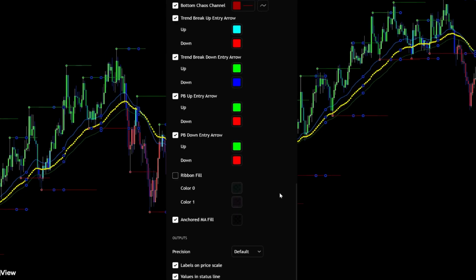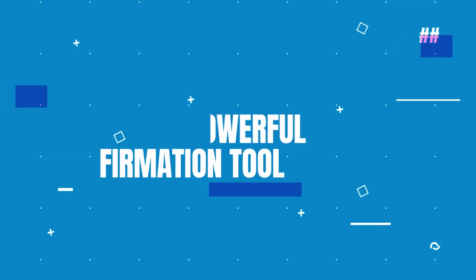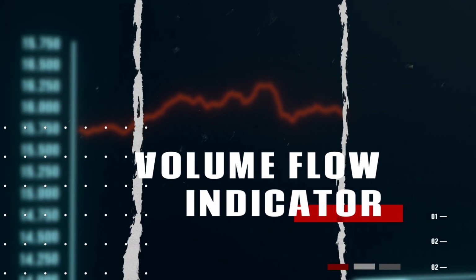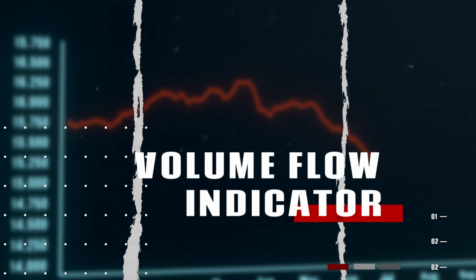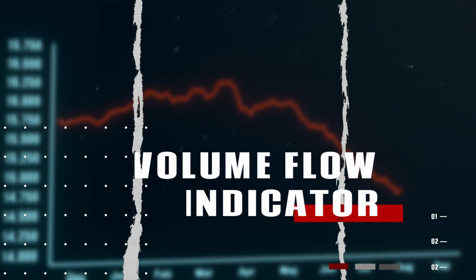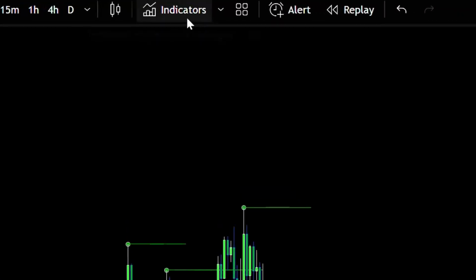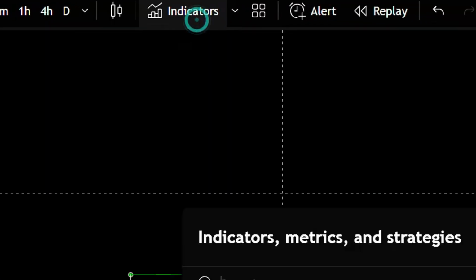Okay, so we've got our pullback tool all set up, and now we're adding another piece of this powerful strategy, the volume flow indicator. This is what's going to help us confirm our trades and make sure we're getting in at the right time. Think of it as the final check before we pull the trigger. Just like before, head back to the indicator section on TradingView. This time, search for volume flow indicator.